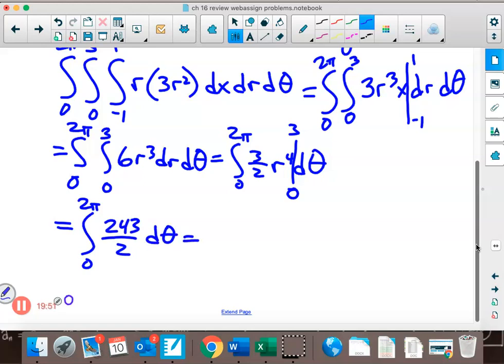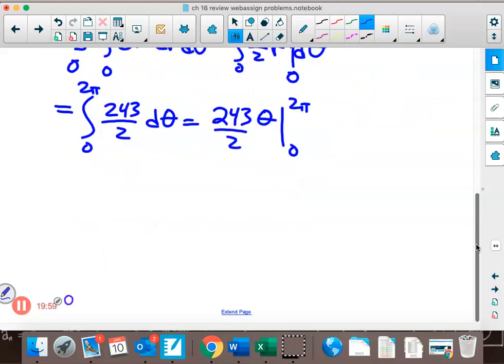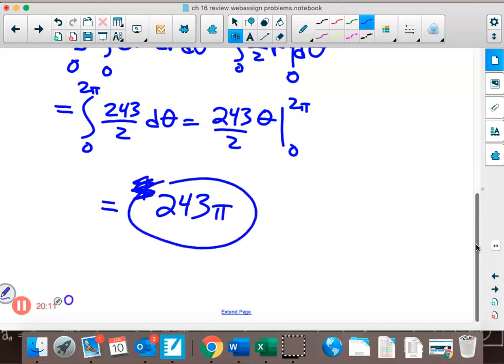So I get 243 theta, 0 to 2 pi. Let's just do 243 theta. I got 243 pi, which is what you got when you used my numbers. Yeah. So then we know we're right.